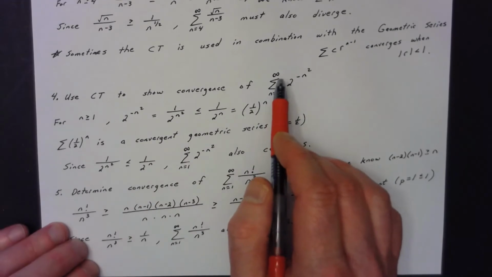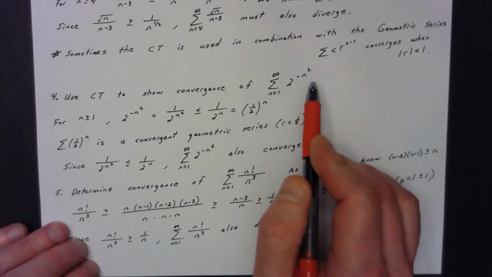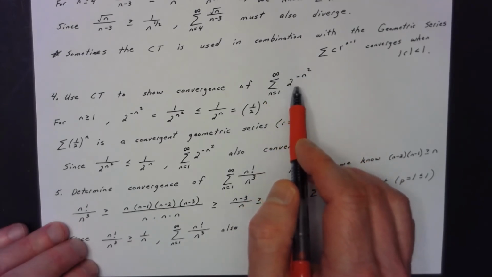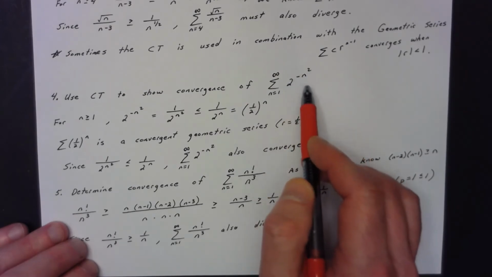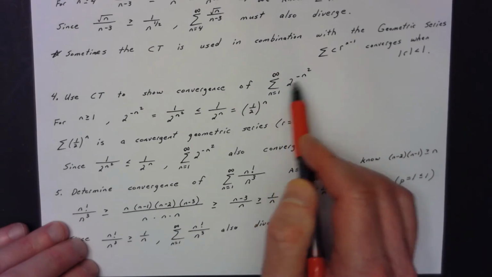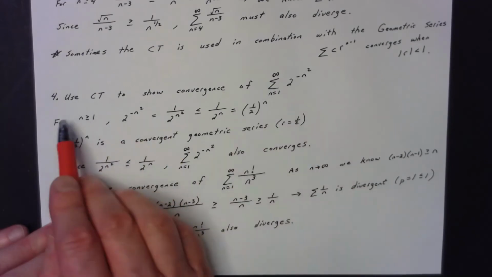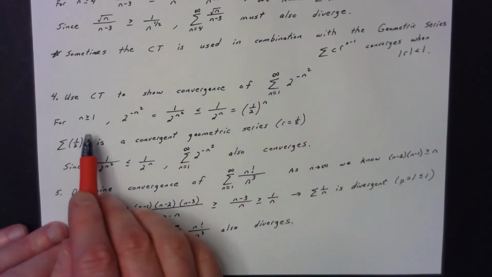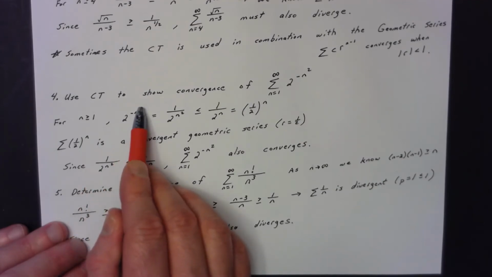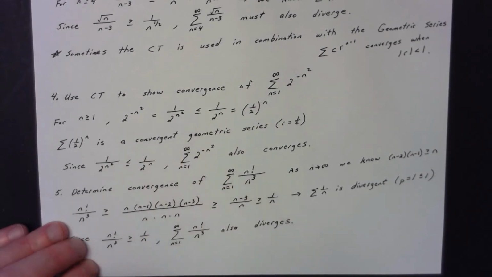Okay, now looking at some problems here, if I ask you to use the comparison test to show the convergence of the series from 1 to infinity of 2 to the negative n squared. Now this one's a bit tricky because first off you may not even recognize it as a geometric series because of the negative n squared power, although you should recognize it as an exponential because it has a constant base and a variable exponent. So what I'll do, again, we're interested in values of n greater than or equal to 1 for this problem, and so I can say, well, okay, 2 to the negative n squared, I know that's the same thing as 1 over 2 to the positive n squared.